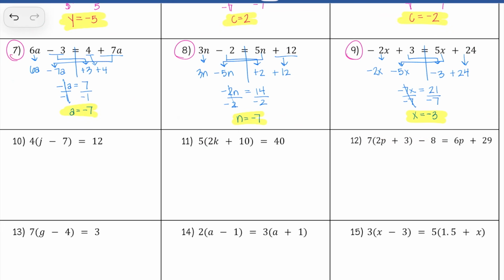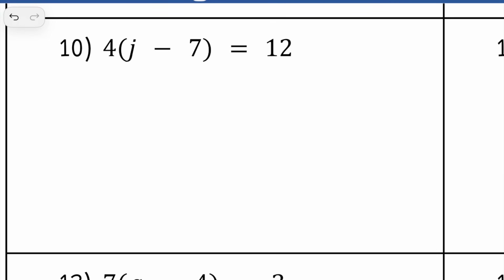Okay, now that you're back, let's go ahead and look at problem 10. Now this time we have parentheses, and we are still going to use our vertical line method. But before you use your vertical line method, you want to get rid of your parentheses first. So in this problem that says 4 times, and this would be read as the difference between J and 7, that's one way to say it, is equal to 12.